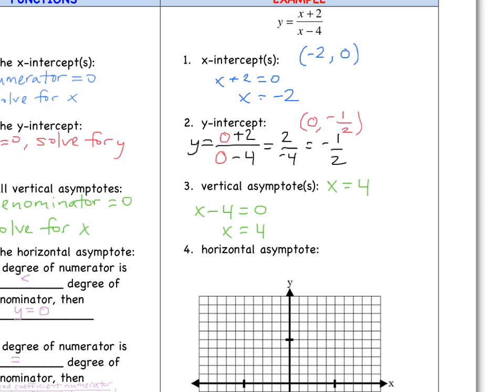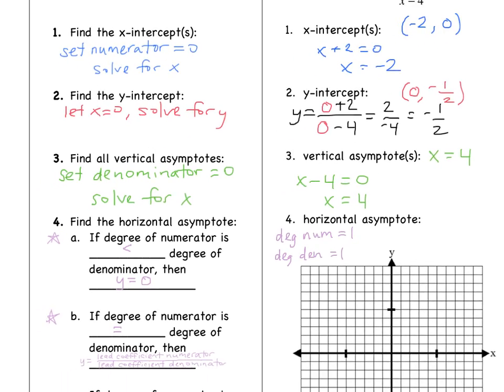So in this case, the degree of the numerator is 1. It's x to the first power. The degree of our denominator is the highest exponent you see on the variable. Well, it's x to the first power. That's the highest I see. So that's also degree 1. So the degree of our denominator also equals 1. So the degrees are the same. What does it say to do?